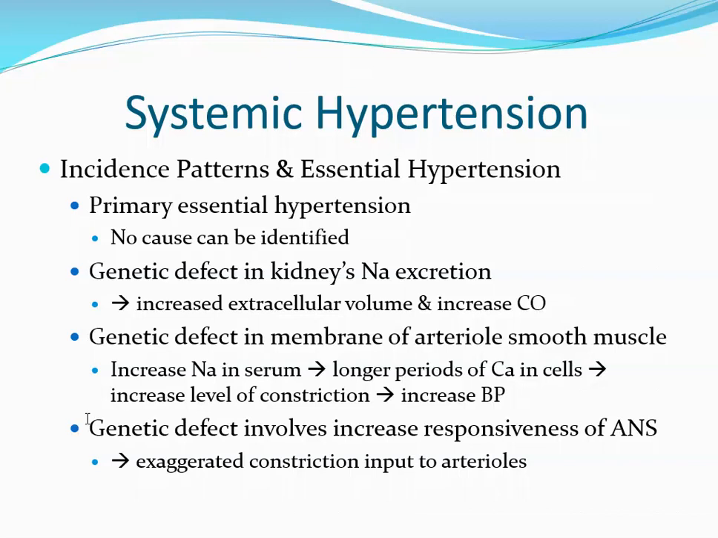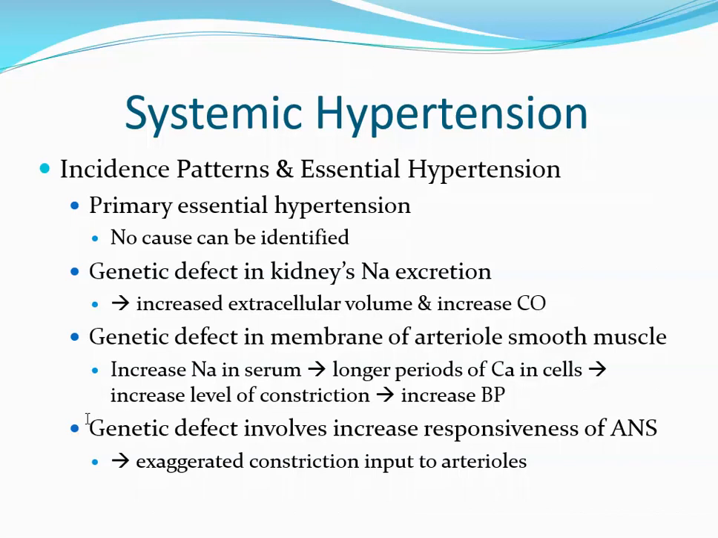It could be a genetic defect in the membranes of the arterial smooth muscles. Any increased sodium in the serum will result in longer periods of retaining calcium in the smooth muscle cells. This will then result in an increased level of contraction for any given stimulus, causing an increase in the systemic blood pressure.